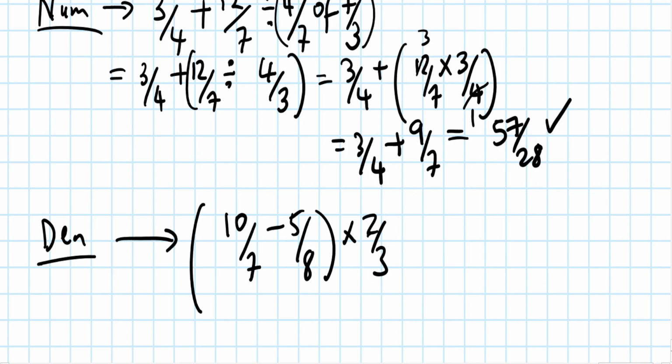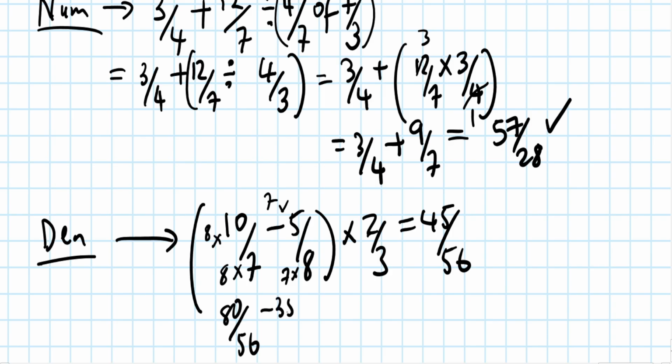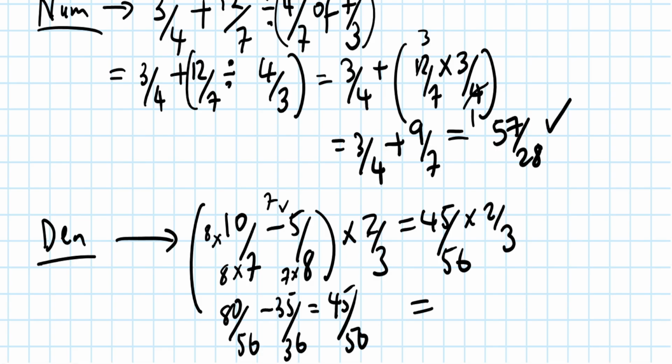10 over 7 minus 5 over 8 is going to be 45 over 56. Because if you multiply by 8 here and 8, it's going to give you 8 here over 56. You multiply 7 and 7, and it's going to give you 35 over 56. If you subtract this, it's going to give you 45 over 56. Remember, you need to multiply by 2 over 3. So 45 over 56 times 2 over 3 is going to give us 15 over 28.